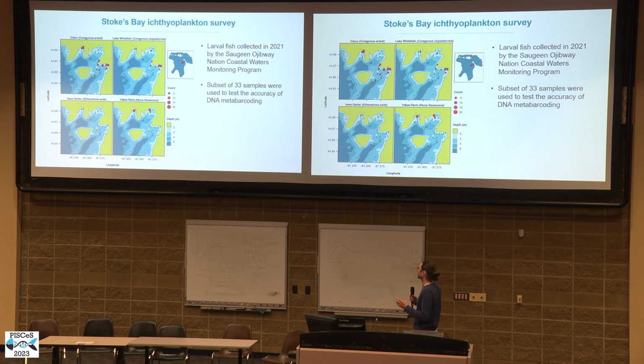Before I get into the specific samples I'm going to look at today, I want to talk a little bit about the habitat that we were sampling. These fishes were collected in 2021 by the Saugeen Ojibwe Nation's Coastal Waters Monitoring Program, from this part of the Saugeen Peninsula near Stokes Bay, where these studies have been done over a long period of time. That's because this is important nursery habitat for ciscos and lake whitefish, which are really important culturally, economically, and nutritionally for the Saugeen Ojibwe Nation. So they really want to know what's going on at the larval stages for those fishes.